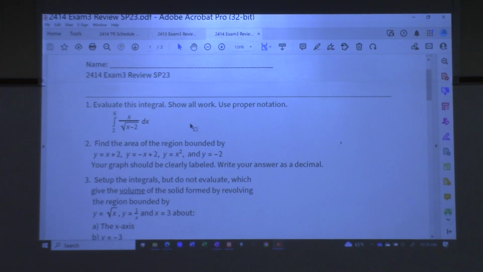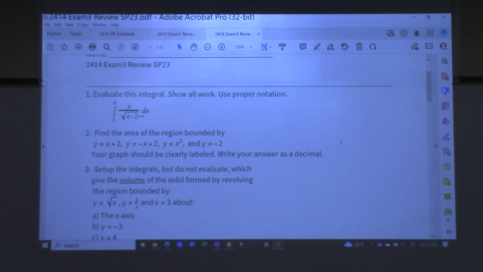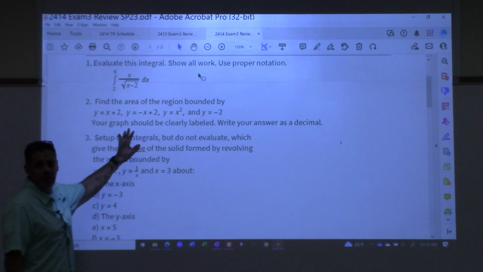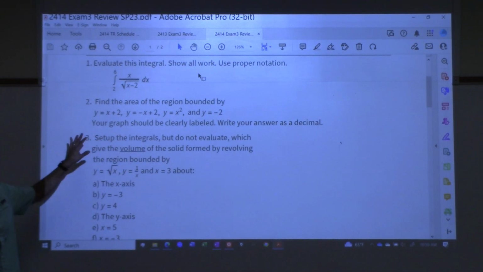All right, let's talk about the review for the exam real quick, which will take place on Thursday, right? So I think this is a pretty good indication of what to expect. This first integral is an improper type 2 integral, which was not on our previous exam. And then we get to areas between curves, and I'm actually asking you on number 2 to find the area. So you gotta grind that entire answer out, right?